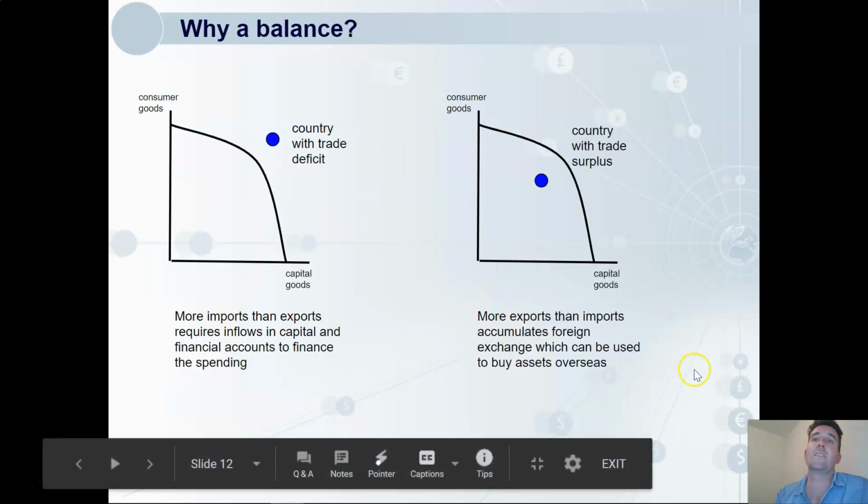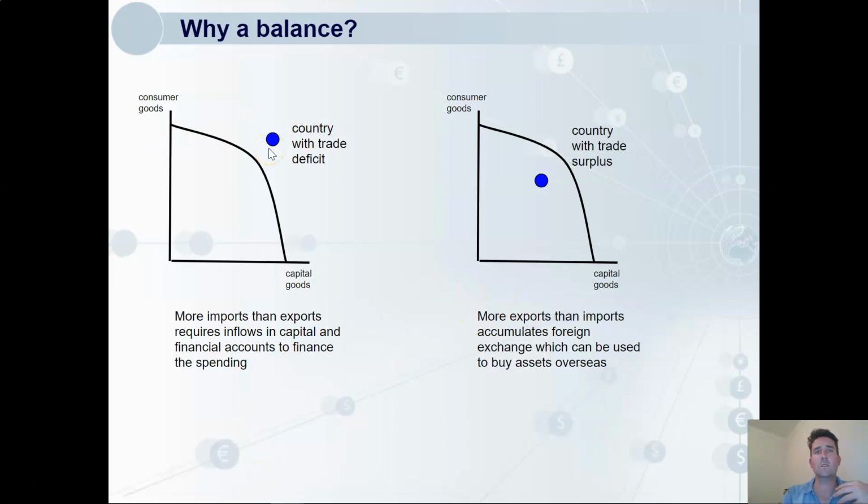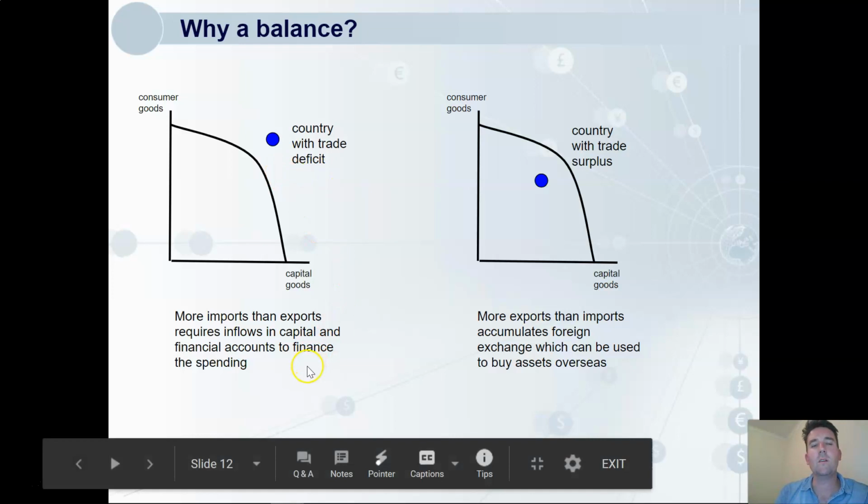When we have a current account deficit, we're actually consuming beyond the PPC. We're also spending more than we're earning. So our imports are more than exports. So yeah, we are spending more than we're earning. Therefore, we need inflows in the financial and capital accounts to pay for it. So there would be a financial account surplus.